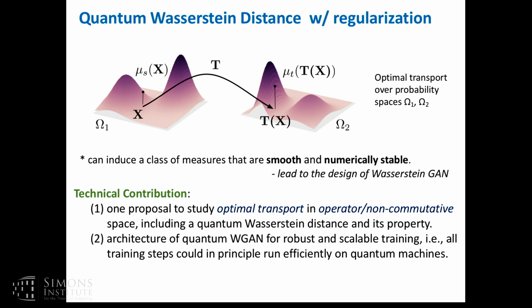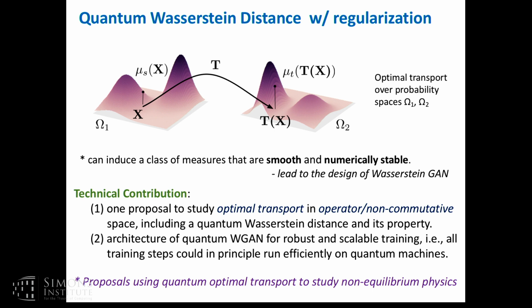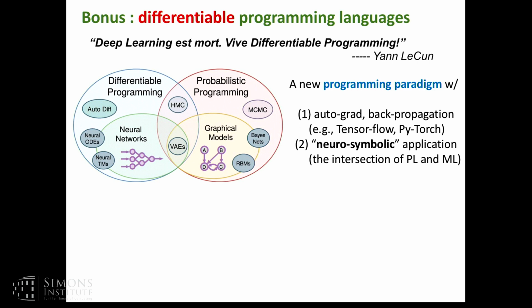When I say efficient, I mean that in principle, if you give me a quantum computer, it can be done in polynomial time. And if you're a physicist, I just want to point out that there has been a study using this quantum optimal transport in non-equilibrium physics. Okay, if you can bear with me for just a few more minutes, I want to talk about something that is kind of a bonus to the talk.